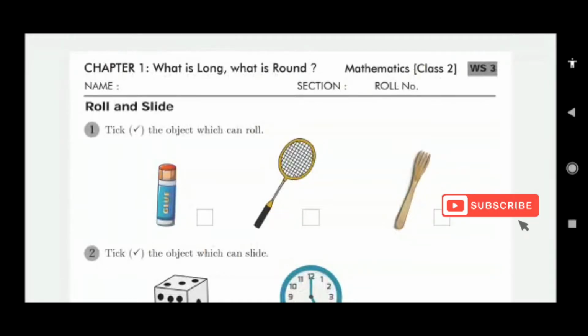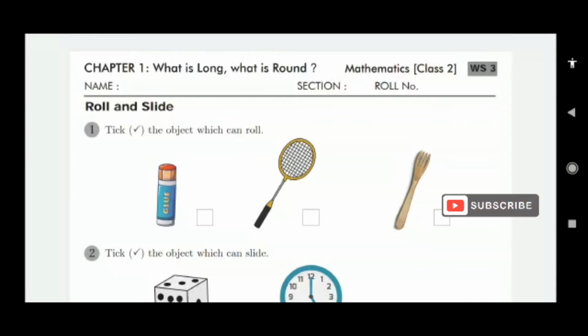This is the third worksheet of mathematics, chapter 1 only. What is long and what is round? So, roll and slide. Tick the object which can roll.